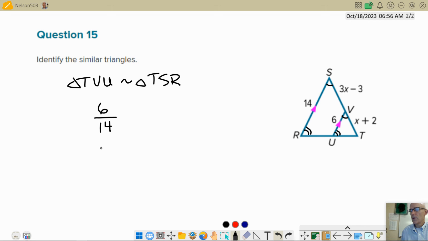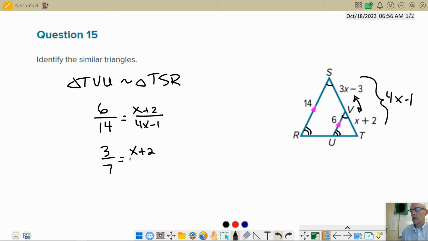That reduces down to 3/7, right? Don't deal with the 6 and the 14. And then we've got x plus 2 all over. If we add those two together, we would get 4x minus 1, right? So for adding like terms together, I'm going to deal with this guy right down here, 4x minus 1. And then I'm going to cross multiply. So I end up with 7x plus 14. Hope I reduced that correctly. Yeah, I did, didn't I?